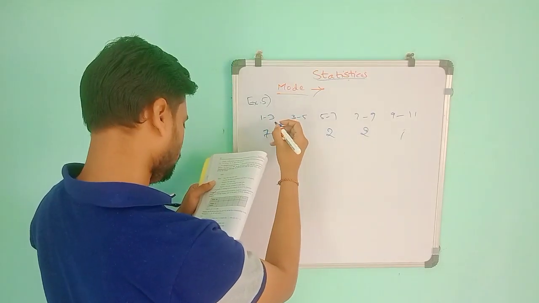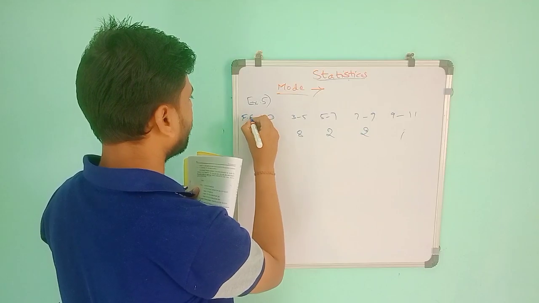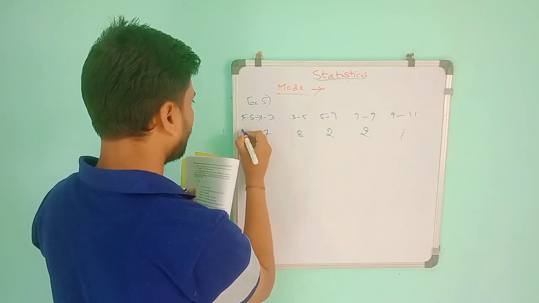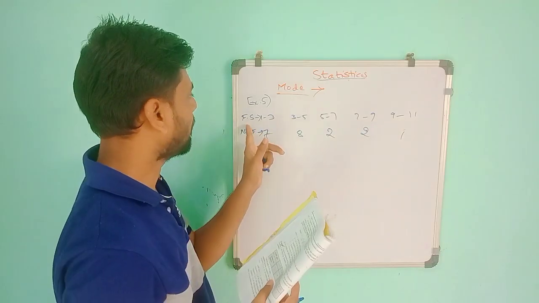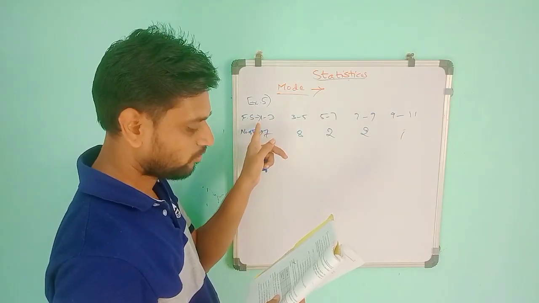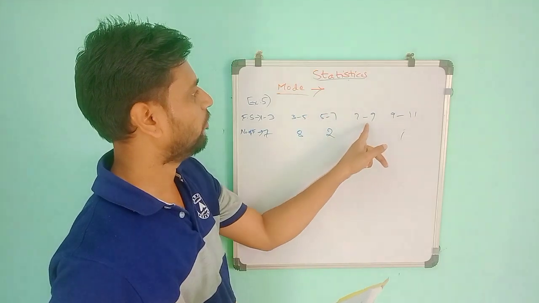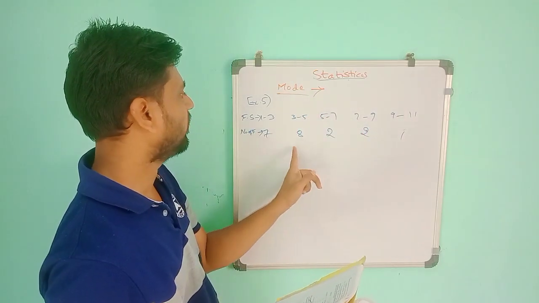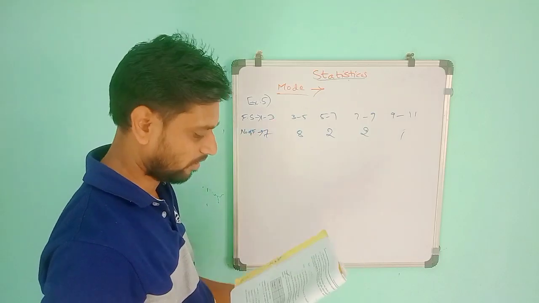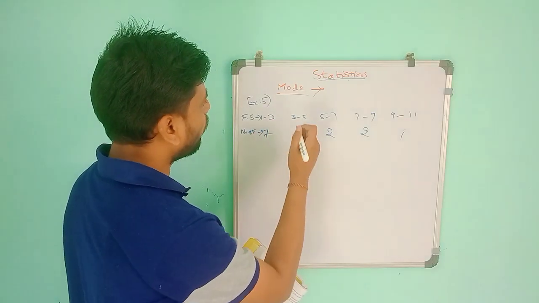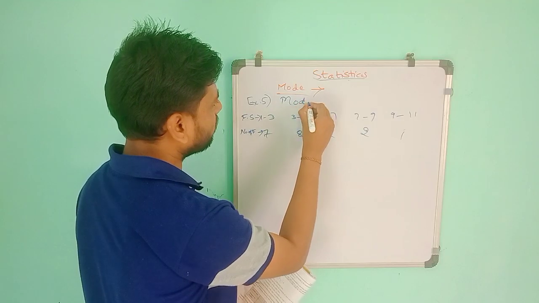So this is the family size, and this is the number of families. The ranges are 1 to 3, 3 to 5, 5 to 7, 7 to 9 and 9 to 11. So 7 families have a family size of 1 to 3. So we have to find the mode of this data.